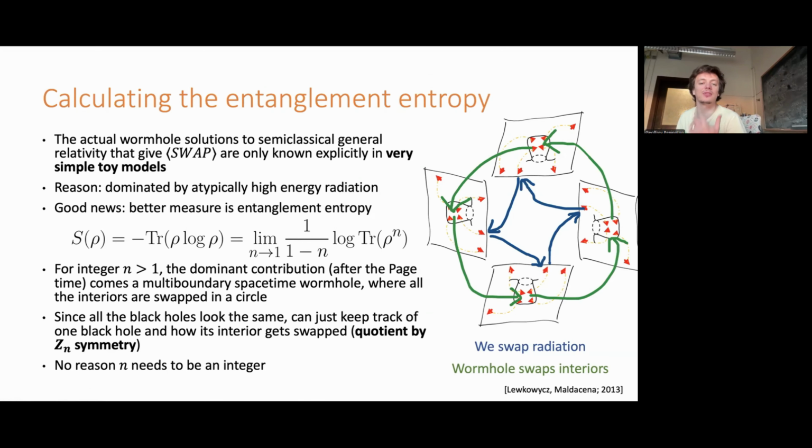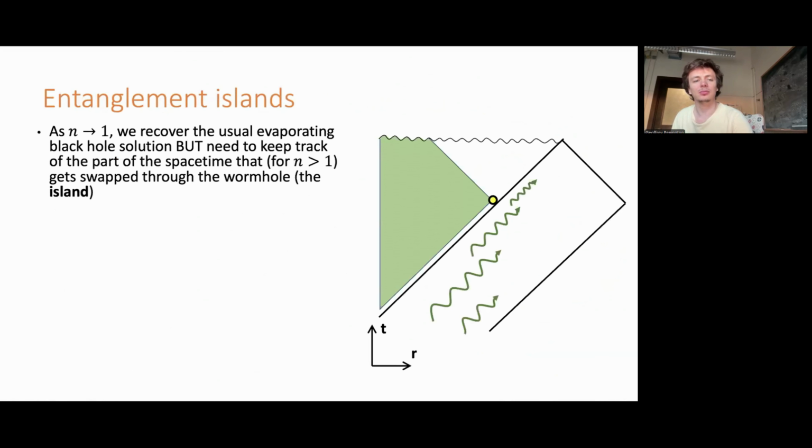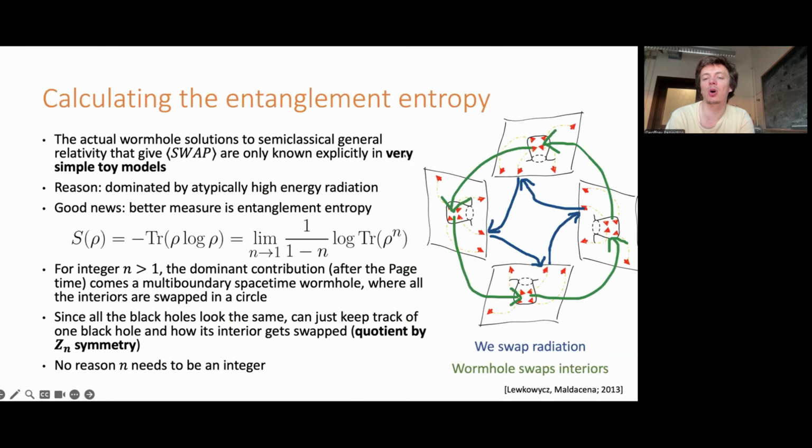If we're just looking at one of these black holes, then there's no reason n needs to be an integer, and we can analytically continue the answer to non-integer n. So this was first done in a slightly different context in a beautiful paper by Lewkowycz and Maldacena in 2013. In our case, we analytically continue to non-integer n, and in the limit n goes to 1, it's basically like no swapping is happening at all, and we just have the one ordinary black hole emitting its radiation with nothing weird going on at all.